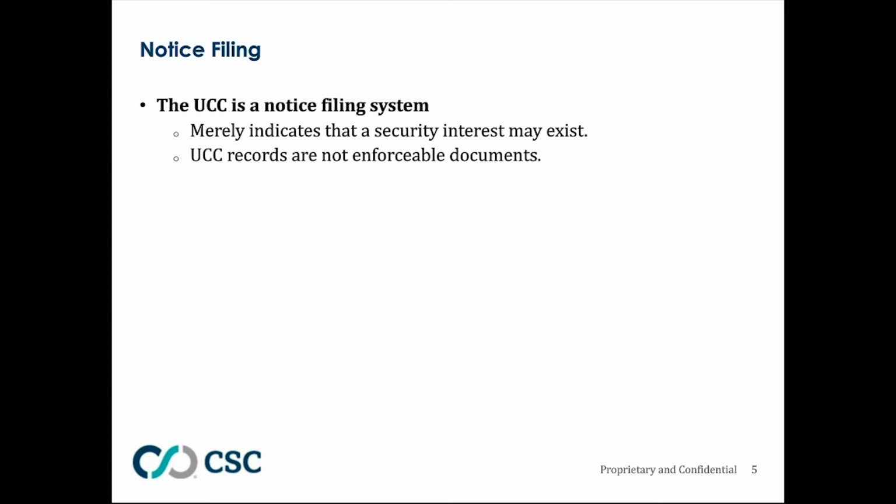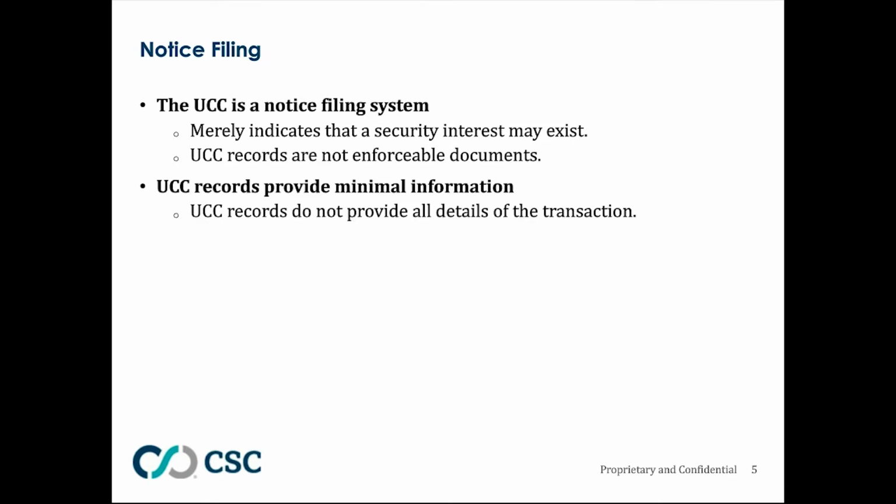But as mere notices, UCC records provide very minimal information. They don't provide the details of the transaction, so you're not typically going to be required as part of the filing process to provide dollar amounts, terms and conditions, covenants, and other things like that. All a UCC record is intended to do is put third parties on notice that a security interest may exist.